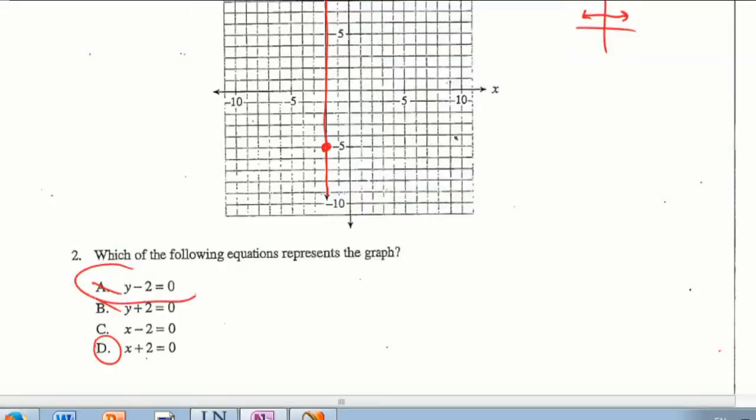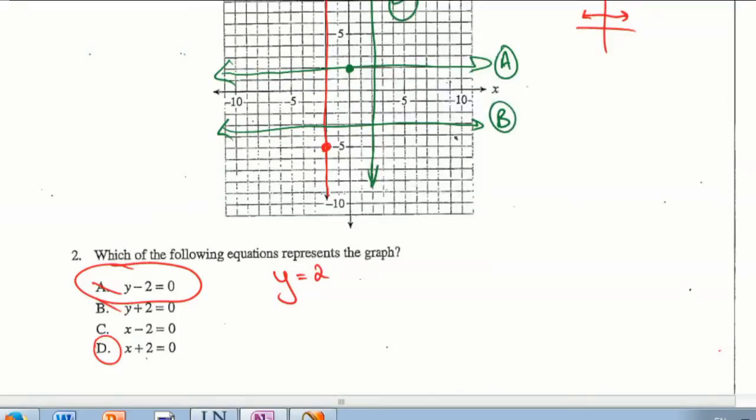We could think of something, maybe let's look at eliminating these ones. If I had something like this, I'd get y is equal to positive 2. So here's y is positive 2. Doesn't matter what x is, y is always going to be positive 2. So that's going to be a horizontal line at y is 2. So that is A. B is going to be the same thing except at negative 2. So we're going to have a horizontal line there. So that's B. And then C is going to be a vertical line at x is positive 2. And there's C. So that leaves D as the correct answer.